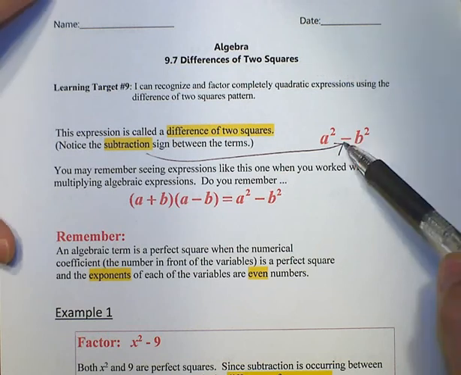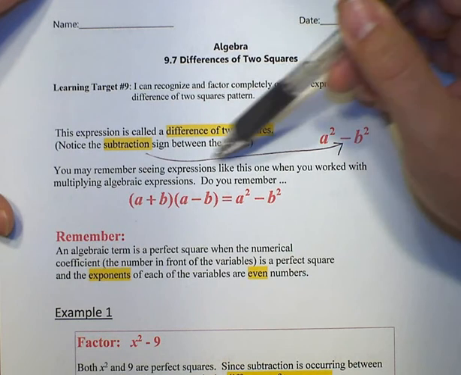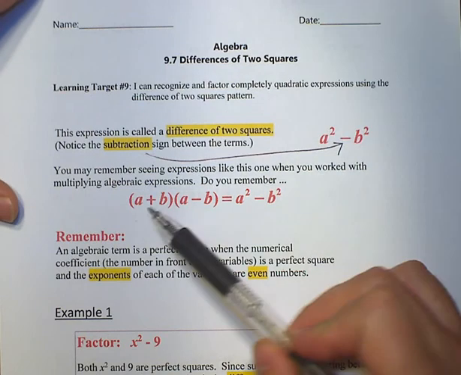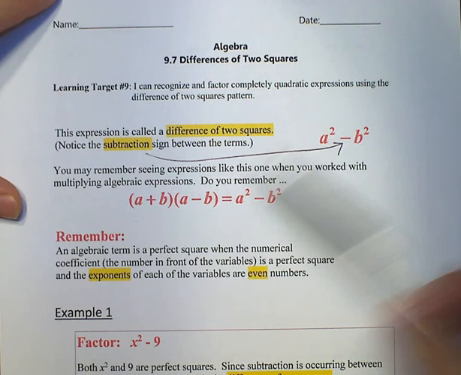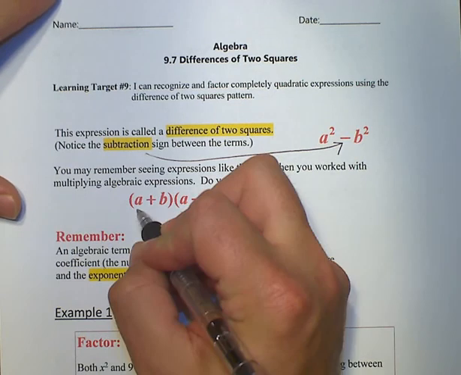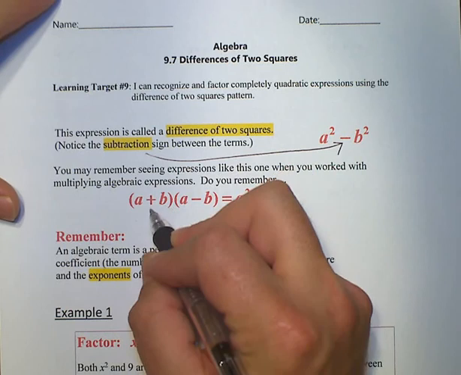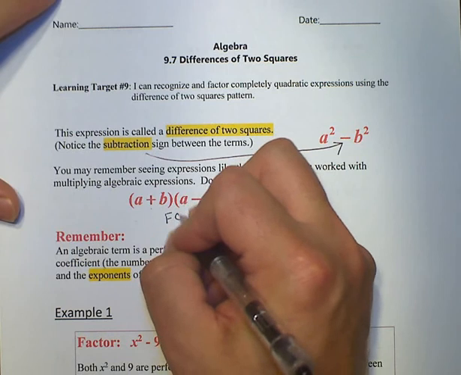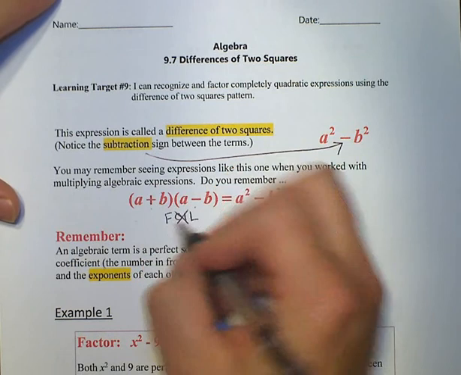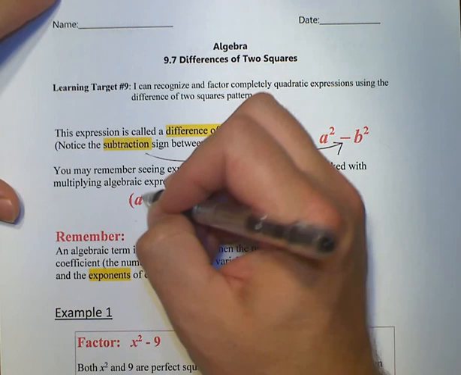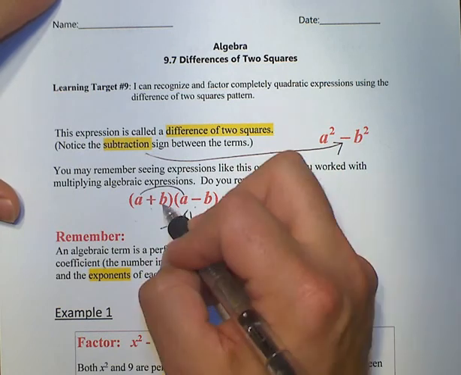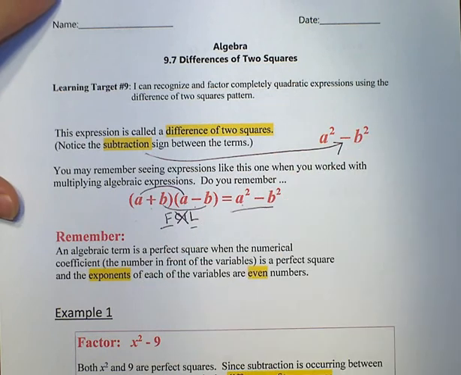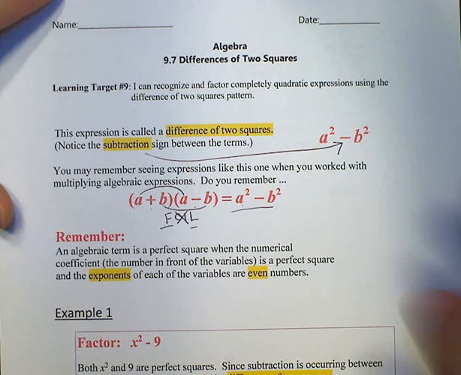Alright, so you maybe remember seeing expressions like this one when we did multiplying expressions. We had a plus b times a minus b. Remember I said if you had the exact same thing, a and b, one had a plus, one had a minus, that instead of doing FOIL, we can just do the first and the last. So I did a times a and I got a squared. I did b times negative b and I got negative b squared. So that was my answer. That's basically what we're doing here, except we're going backwards, so it's a little shortcut if we notice that we have two perfect squares.